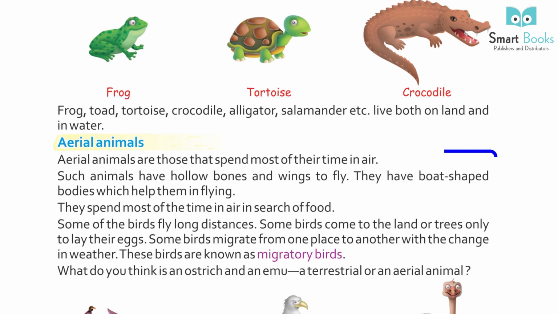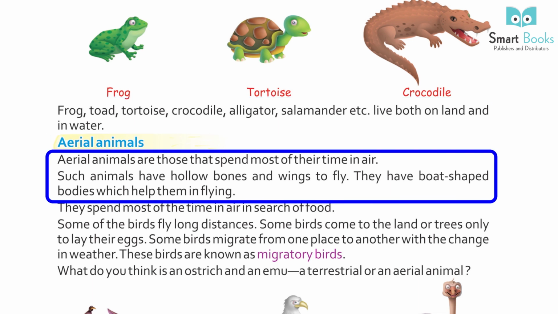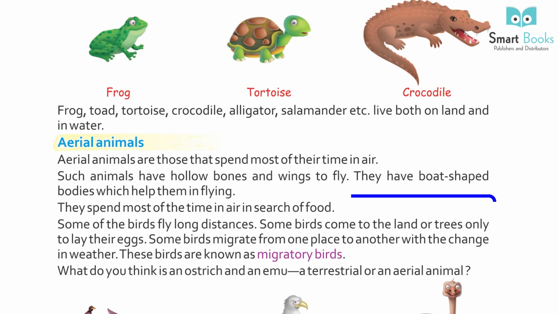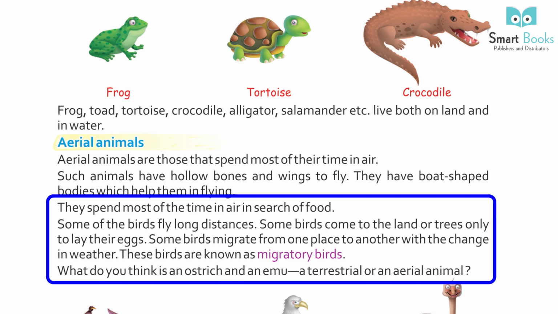Aerial animals. Aerial animals are those that spend most of their time in air. Such animals have hollow bones and wings to fly. They have boat-shaped bodies which help them in flying. They spend most of their time in air in search of food. Some of the birds fly long distances. Some birds come to the land or trees only to lay their eggs.